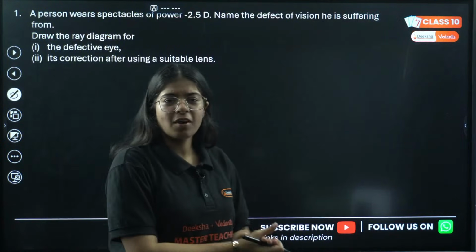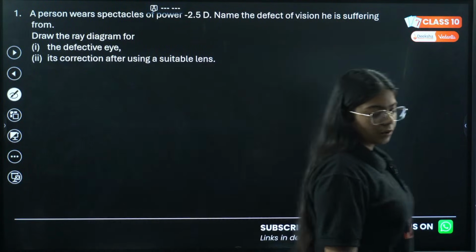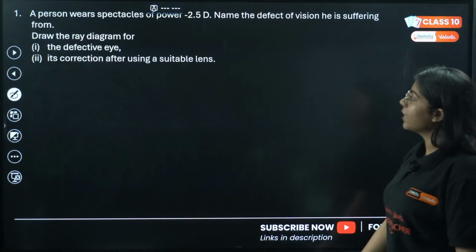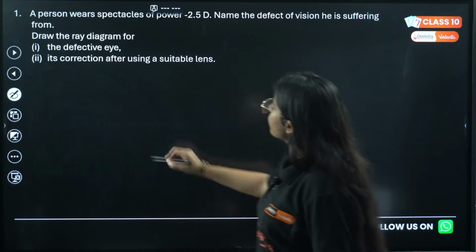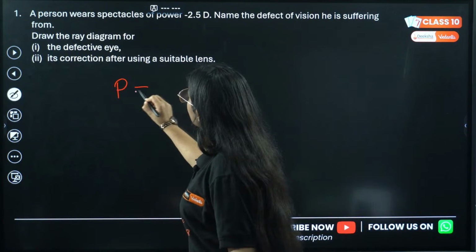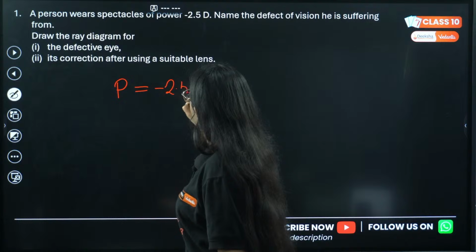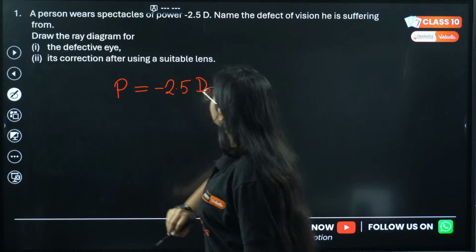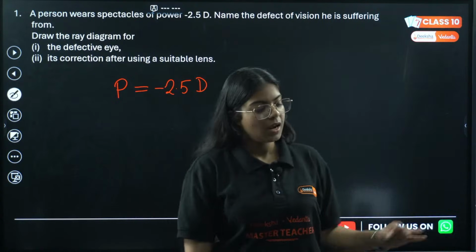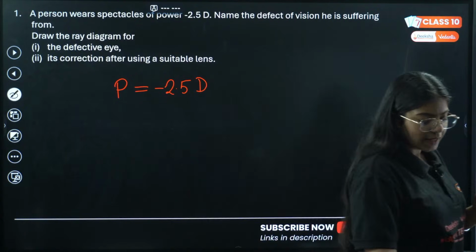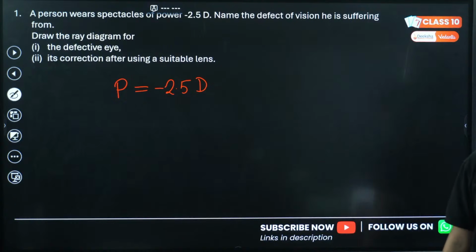Okay, enough of gyan. Let's move on to the first question of the Human Eye chapter. A person wears spectacles of power minus 2.5 diopter. Write the given first. Name the defect of vision he is suffering from. What is the defect of vision that this guy is suffering from?